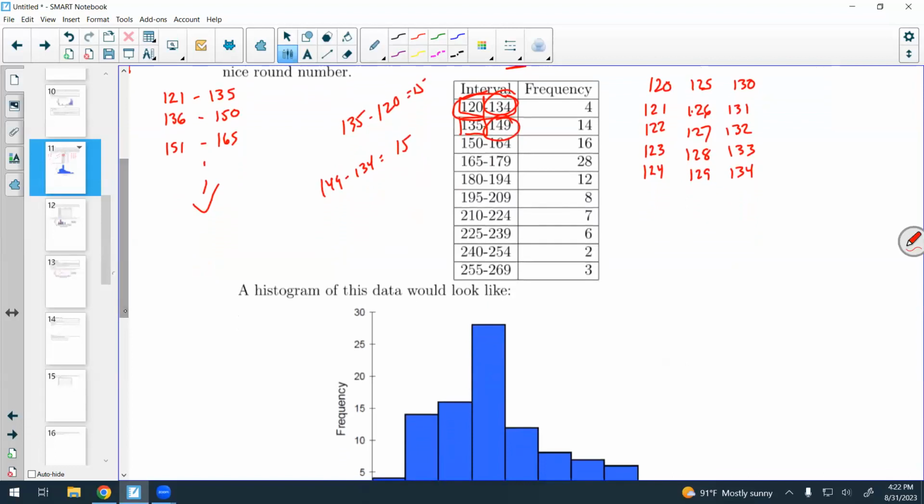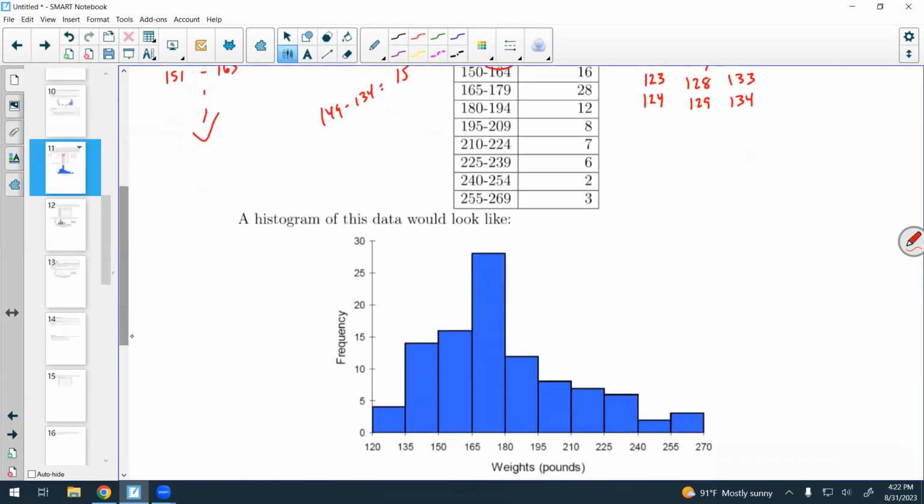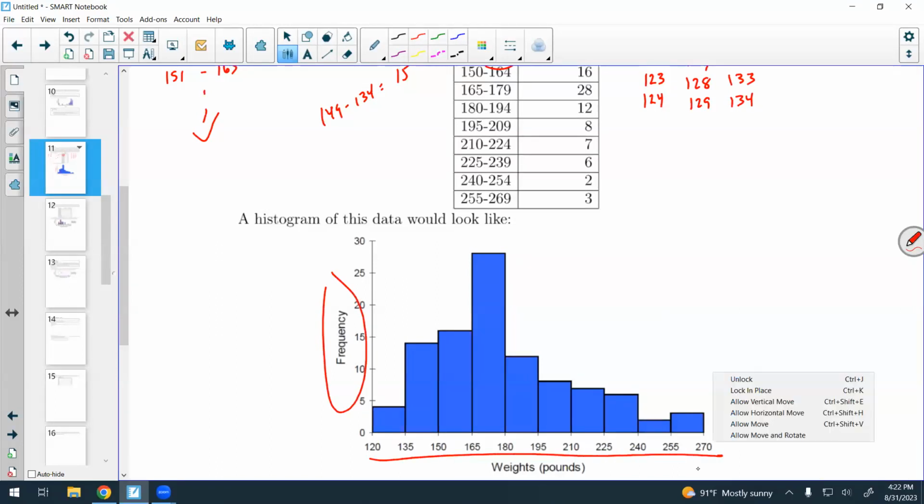So here's what the histogram will look like. Notice we have our frequencies down to the side. Here we have our weight, and this is a number line. It's continuous, it doesn't stop. This first group is starting at 120 and going to, but not touching, 135. And that was 4, just like our frequency table said, and so forth. Any questions on how this works?